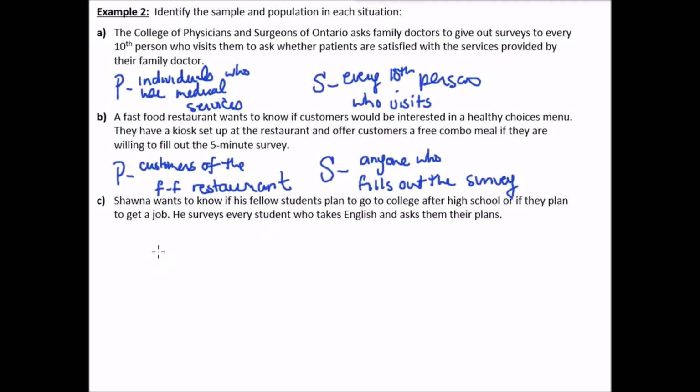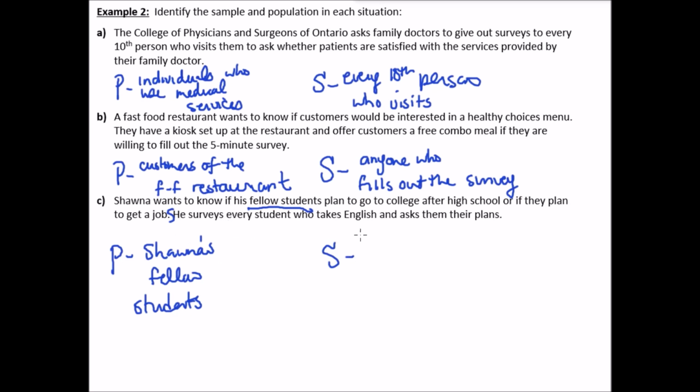Okay, and C. Shauna wants to know if his or her fellow students plan to go to college after high school or if they plan to get a job. She surveys every student who takes English and asks them their plans. So population, fellow students. So Shauna's fellow students. Okay, that's everybody that Shauna goes to school with.